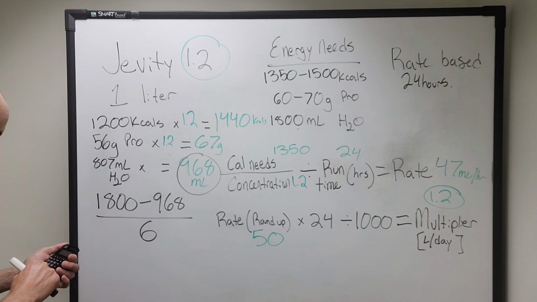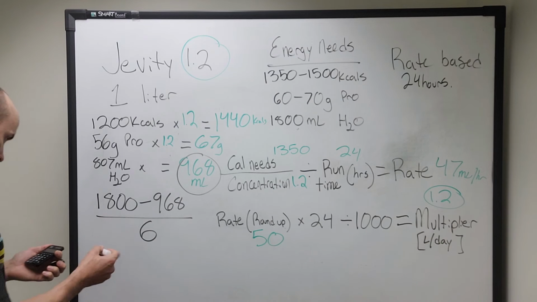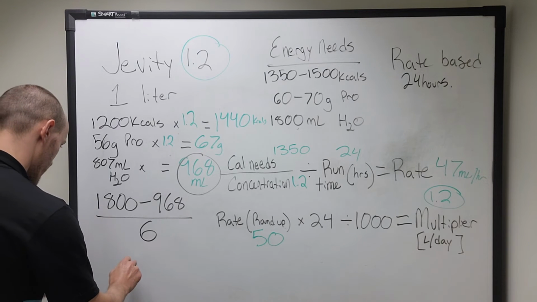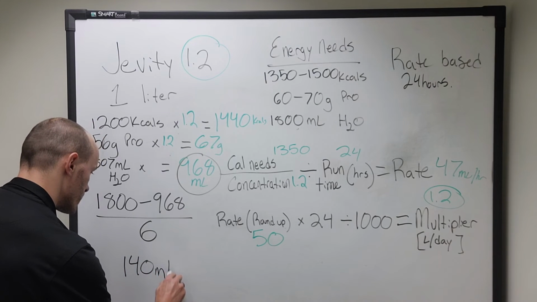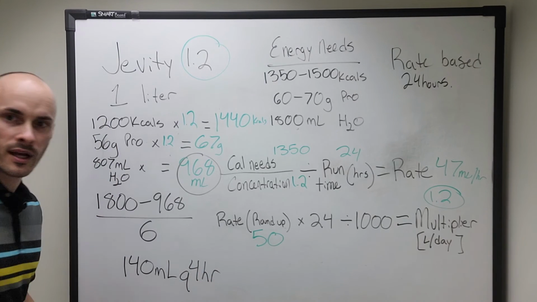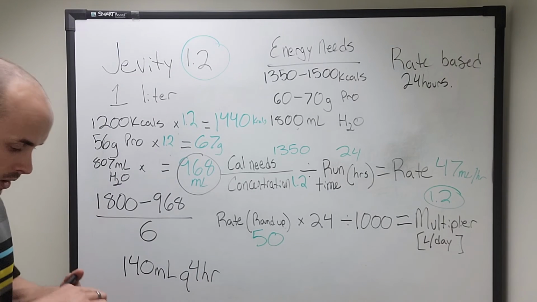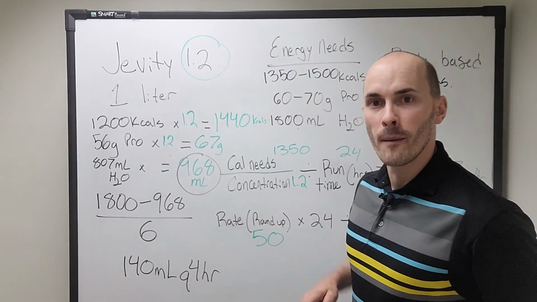We're going to divide by 6. That's going to give us 139. So let's round up. So they will get 140 milliliters Q4 hours. Can we see that? That's pretty low in the board. There you go. So that wraps up this patient.